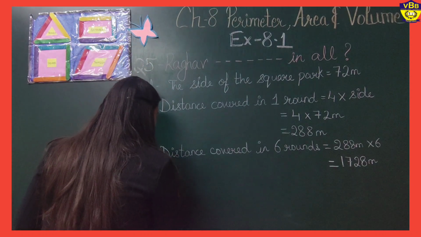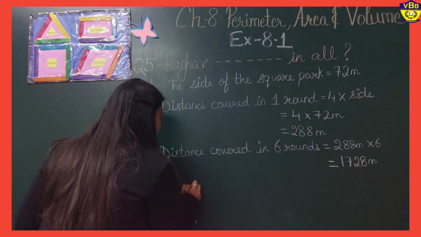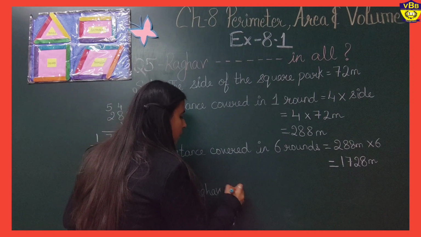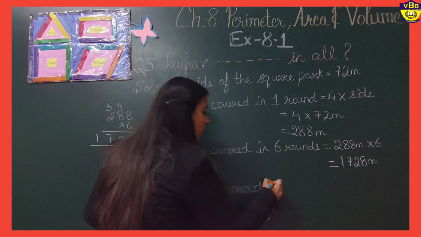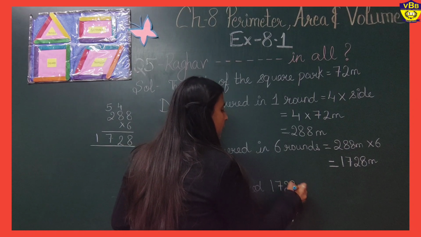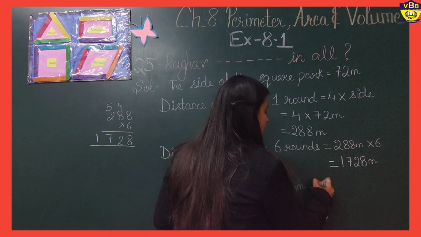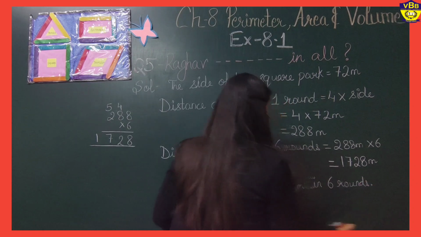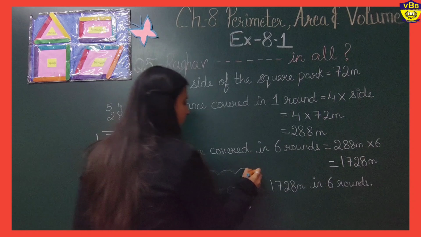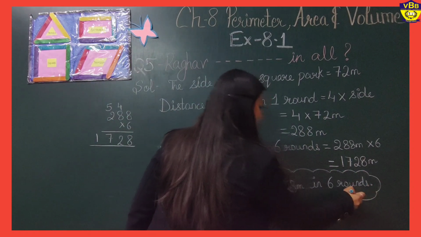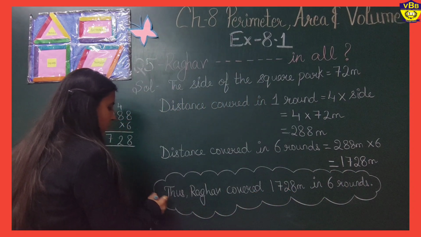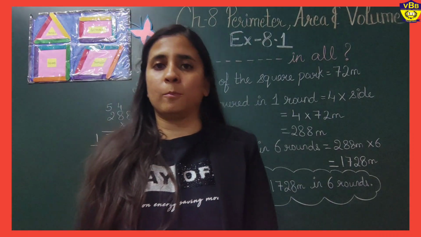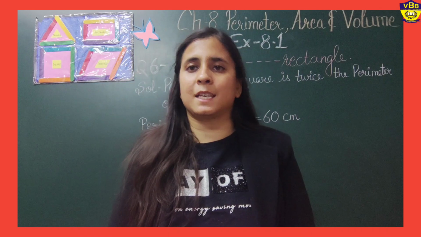Now write the final statement thus. Raghav covered 1728 meters in 6 rounds. Do not forget to mention the final statements. I hope you all have understood. Let us see our next question.